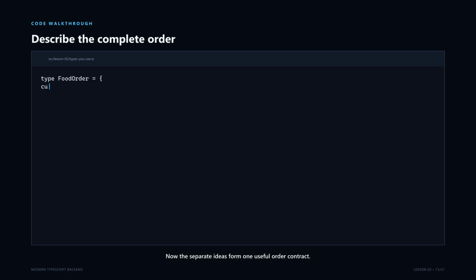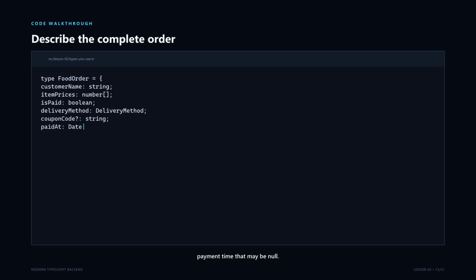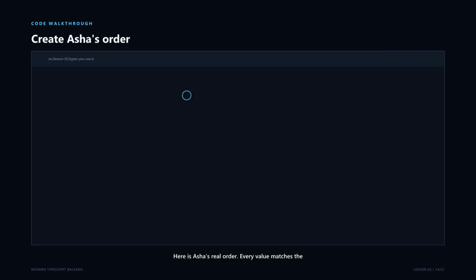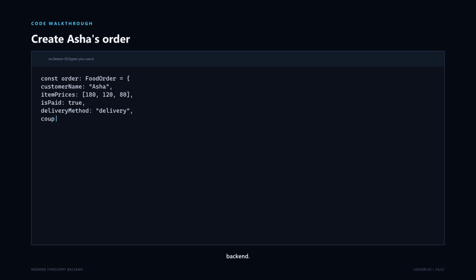Now the separate ideas form one useful order contract. Read it like a simple form: text for the customer, a list of numeric prices, a paid switch, one supported delivery method, an optional coupon, and a payment time that may be null. Here is Asha's real order. Every value matches the contract we just read. The editor can now suggest property names, catch missing required information, and protect the shape of this data as it moves through the backend.